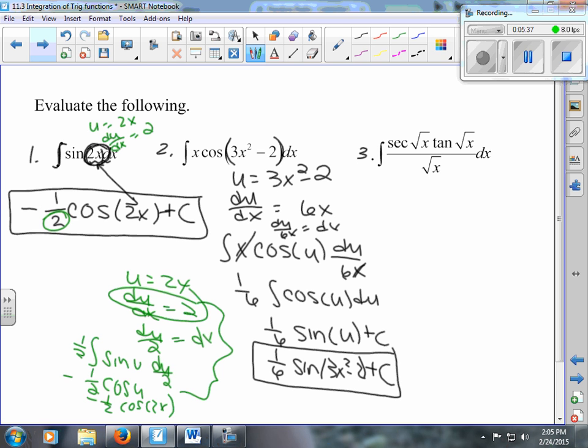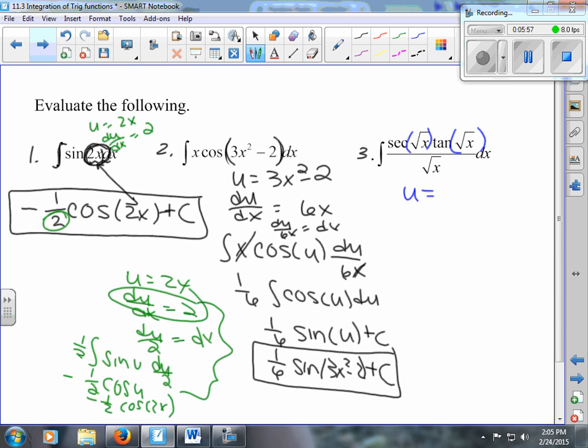Okay, and now let's do number 3. This also requires a u substitution. I'm just going to do this in blue because we're a little crowded here. What should I let u equal? Well, there are a lot of things that you can see in here. It's secant of square root of x times tangent of square root of x divided by square root of x.